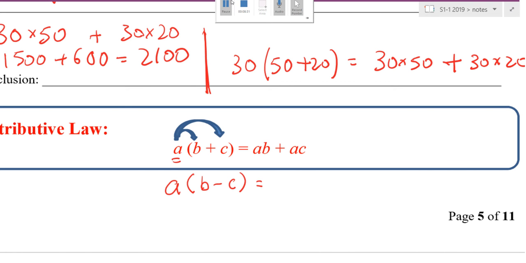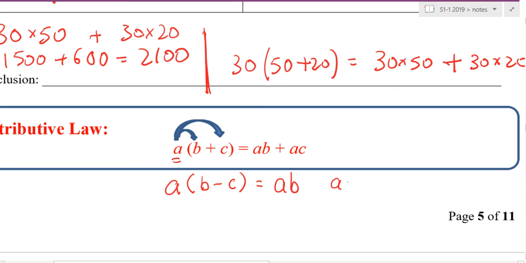Do you agree that bracket means you need to multiply in? So multiply in. A distributes to B, what do you get? AB. Again, A multiplied by C, I get AC. But what is the sign in between them? Minus. Do you follow? Okay. Now, last one.